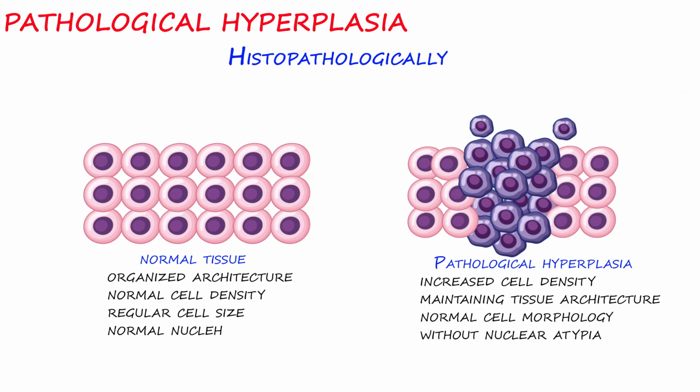Histopathologically, pathological hyperplasia shows distinct features compared to normal tissue. Pathological hyperplasia demonstrates increased cell density while maintaining tissue architecture. Importantly, cells retain normal morphology without nuclear atypia, distinguishing it from dysplasia and neoplasia.